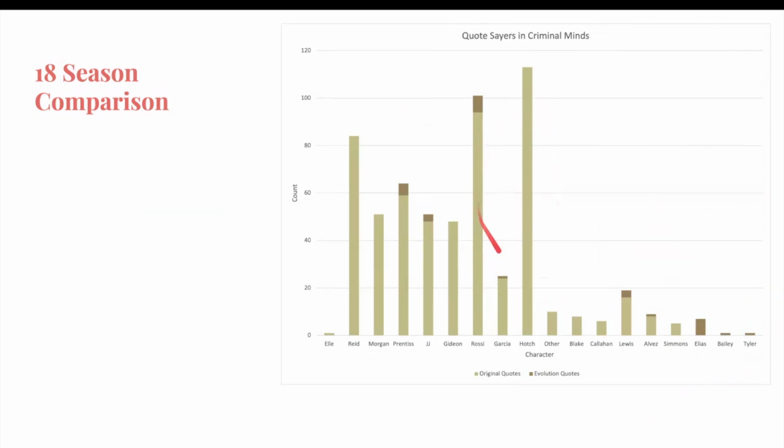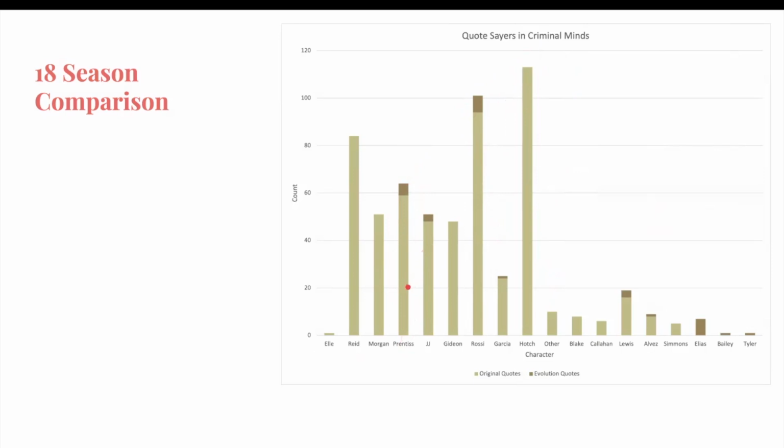So Rossi and Hotch were kind of like the big in charge guys, and I think that's why they quoted a lot more. They were maybe a little more in charge of the unit. And while Hotch is the highest, he's not in Evolution, so Rossi's slowly gaining on him with Evolution quotes. Prentice also kind of became a little bit in charge after Hotch left. I'm still not quite sure where Rossi stands on being in charge.